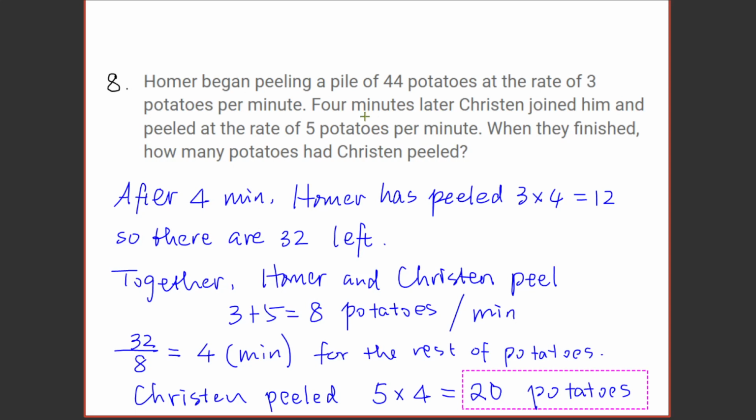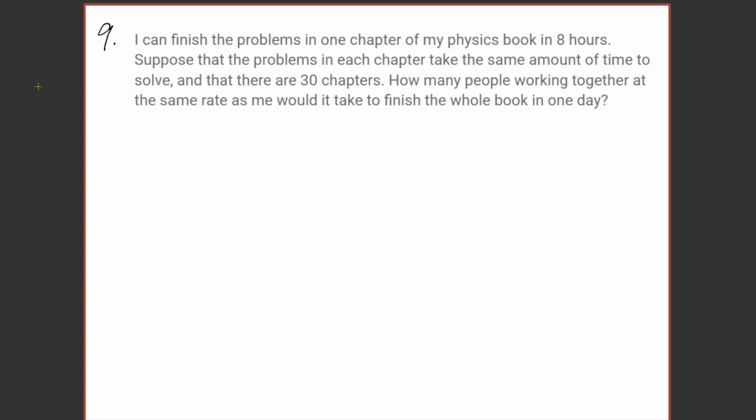Okay, if no questions, let's have a look at the next one. I can finish the problems in one chapter of my physics books in 8 hours. Suppose that the problems in each chapter take the same amount of time to solve, and there are 30 chapters. How many people working together at the same rate as me would it take to finish the whole book in one day?